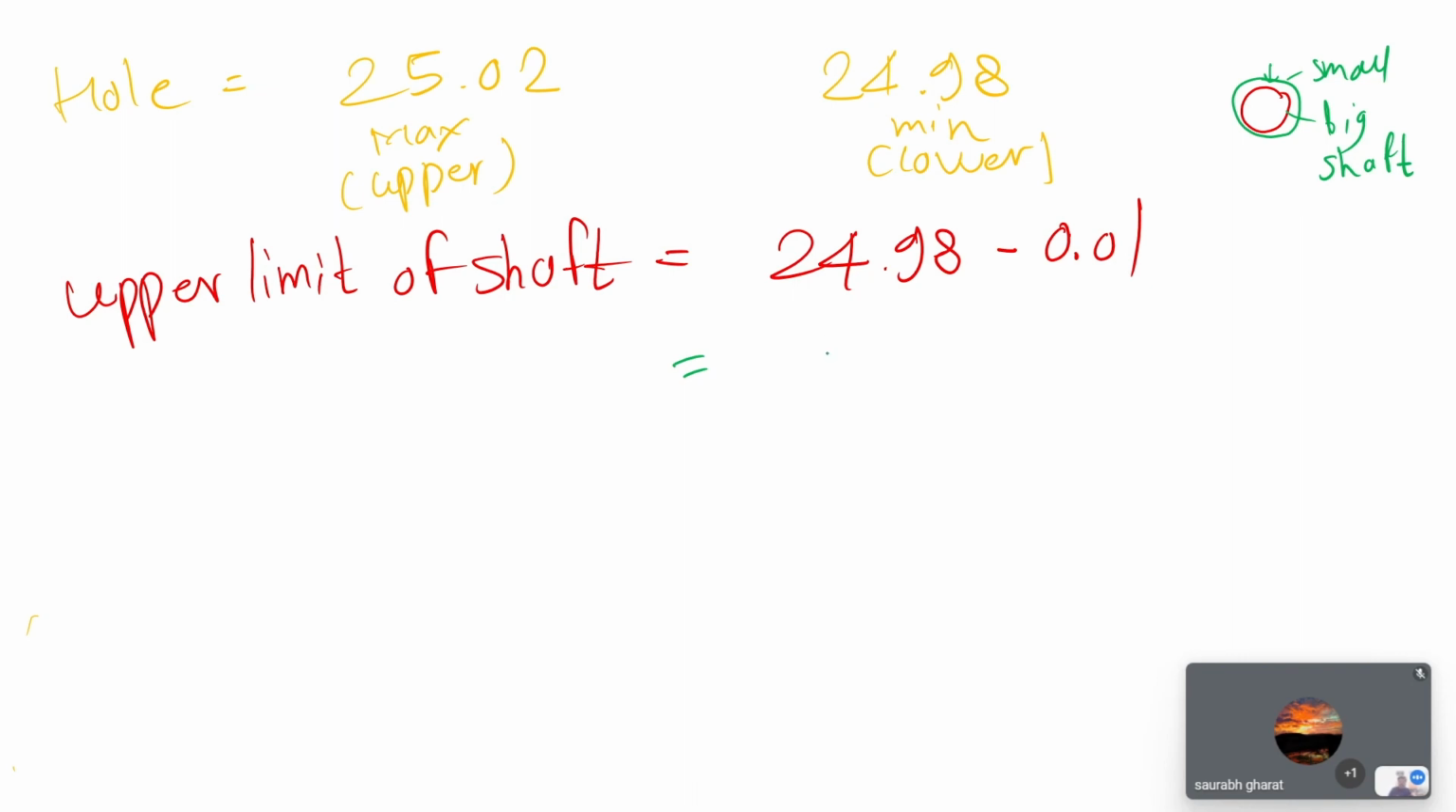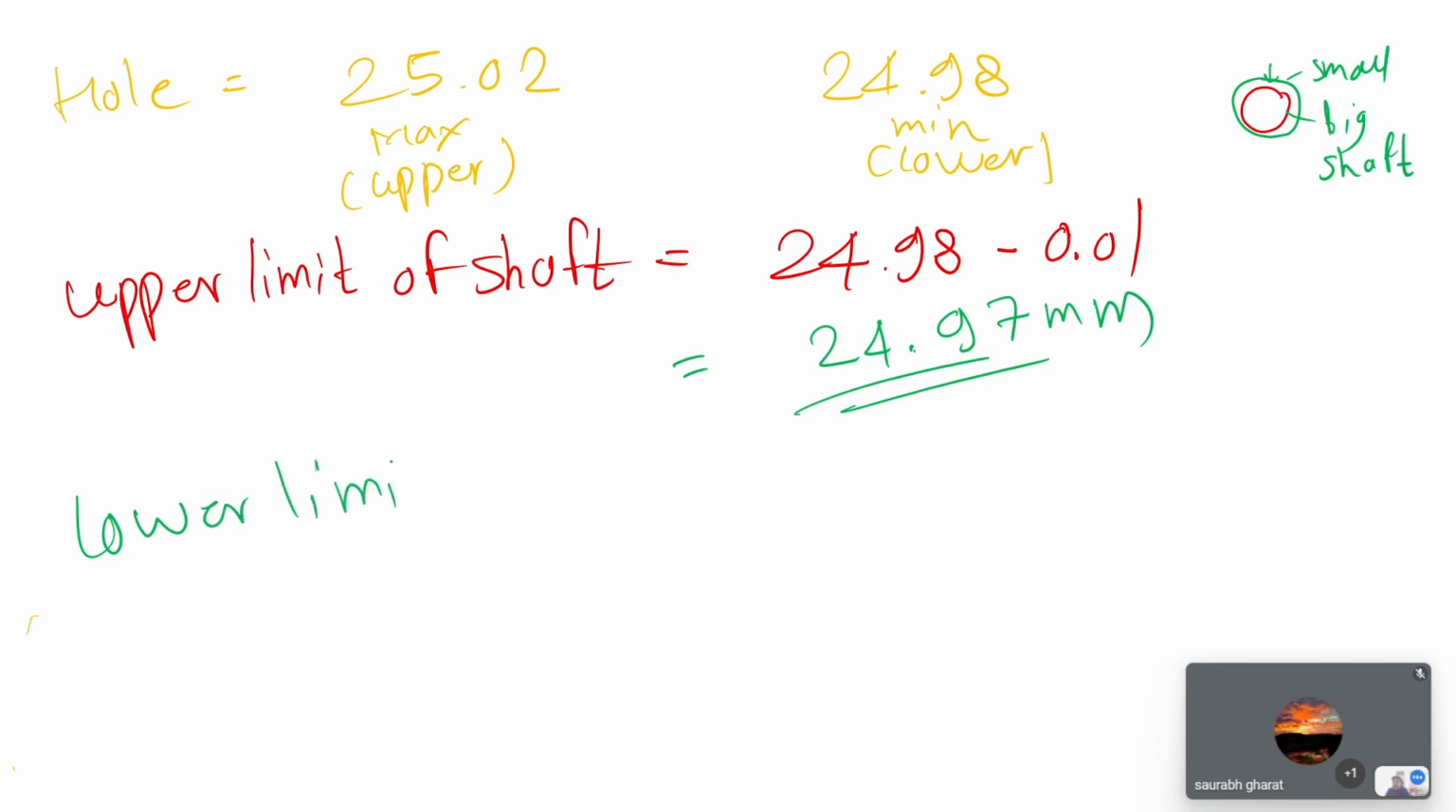So what is the upper limit for the shaft? Just subtract this part. What you will get is 24 point. Okay, this will be good. And right now what we want is the lower limit of the shaft. So what does this actually mean right now?